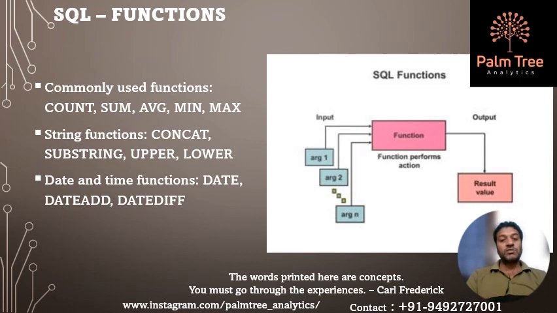SQL provides functions for manipulating text data. Concat is for concatenating the strings. Substring extracts a portion of a string. The upper and lower convert text to uppercase and lowercase respectively.